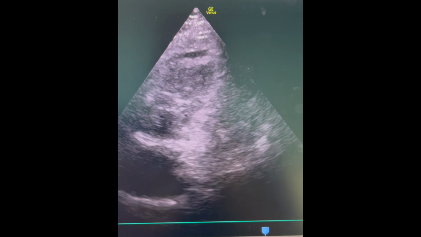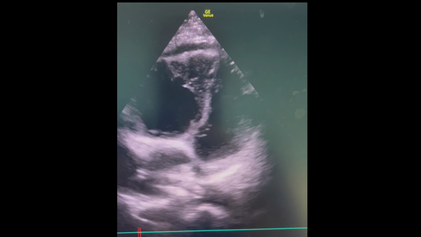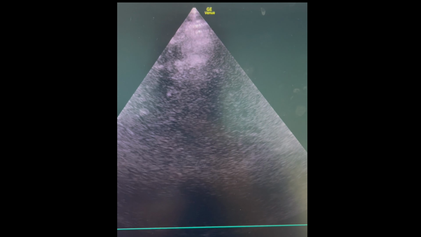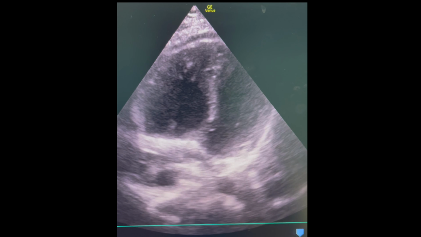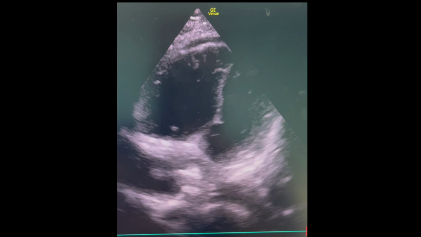Also, you're going to look at the right ventricular contractility. In acute pulmonary embolism, the mid-right ventricle free wall is hypokinetic, while the apex continues to contract well. This pattern is called McConnell's sign.